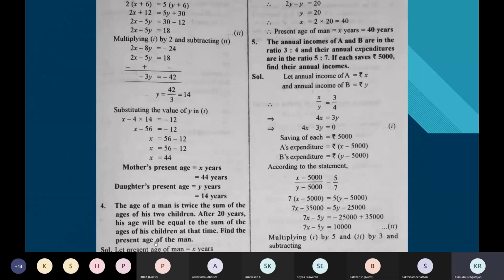With the given information, it is not possible to find the age of the two children. If they are twin children, yes, you can. Otherwise, no, but nothing is mentioned about that. So you cannot find the ages of the two children with the given information. And you can see it in the question here.